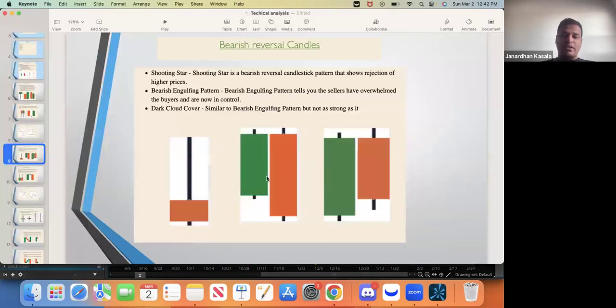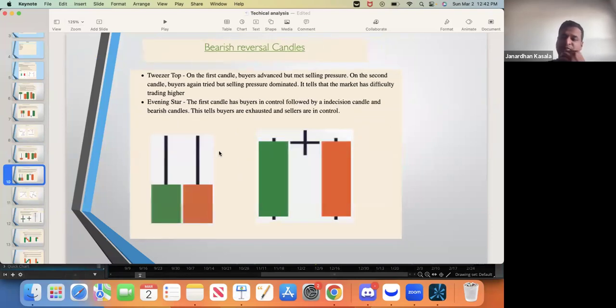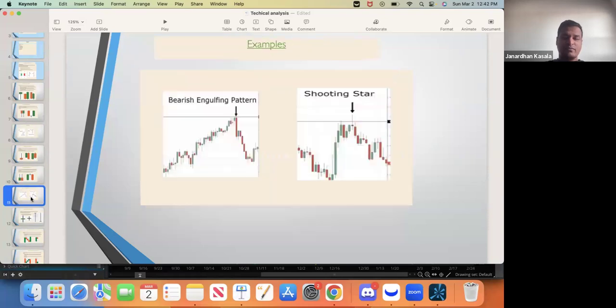Again, combinations like bearish engulfing and dark cloud cover. Whatever we discussed with the bullish reversal applies to the bearish reversal too. You close this day with a shooting star, and then the next candle is also showing selling pressure. You can see examples here. I think we have seen a shooting star there, and also a bearish engulfing here.